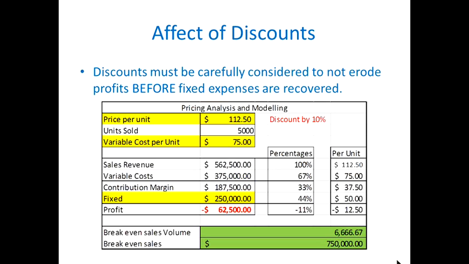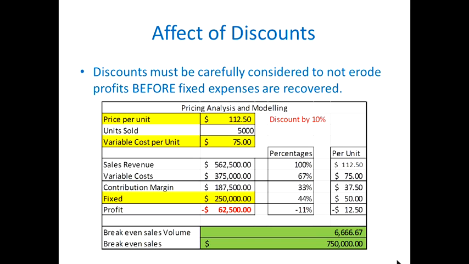Now let's go to the next one. This is what happens with discounts. And that's why having these little models set up is really going to be helpful for you, because you can also play with it with discounts. In this particular case, I discounted it by 10%, and that's where the $112.50 came in. Well, you can see right away that it's $62,500 negative profit, so a loss. And this is important to know.